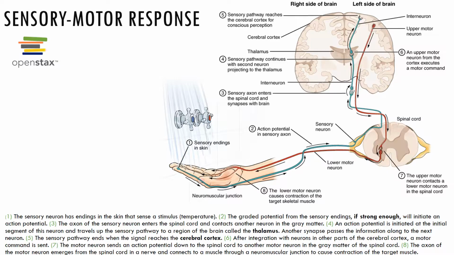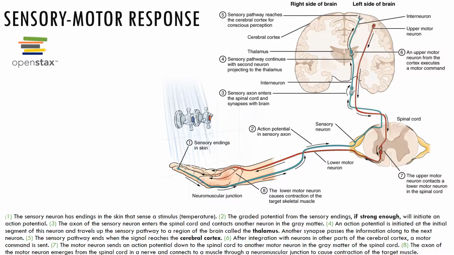Now, the sensory motor response is shown here, and we will talk about the sensory motor response in a little more detail. A sensory neuron, for example, we discussed how you have sensory neurons throughout the body. One in the skin is shown here that might be sensitive to temperature changes. And the graded potential from the sensory ending, if it is strong enough, can initiate an action potential.